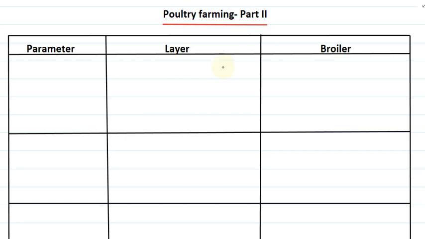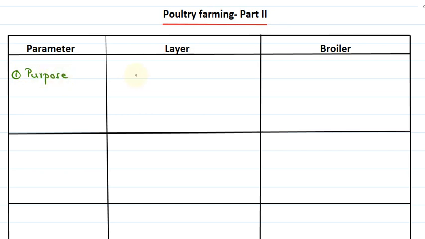So, what is layer? Layer is the poultry that is reared for obtaining eggs, whereas broiler is the poultry that is reared for obtaining meat, right? So at first we will be discussing the difference between them, and then we would be looking at the various diseases that are caused in poultry and how to manage those diseases as well as the feed of poultry. Okay. So starting with the difference between layer and broiler, the first parameter to be considered here is the purpose.